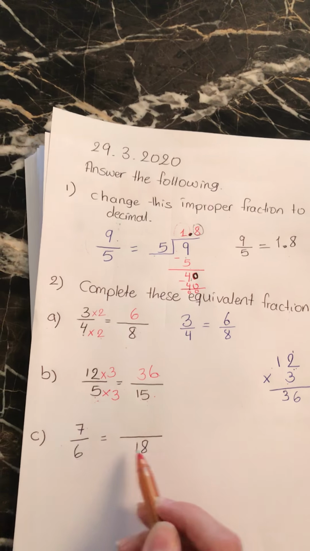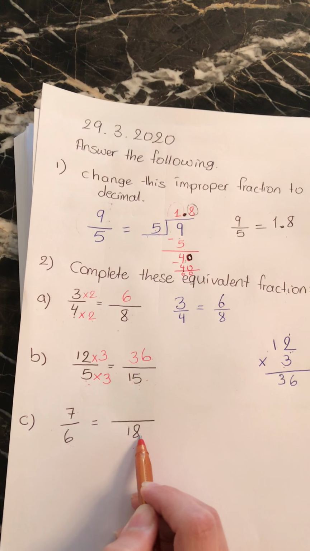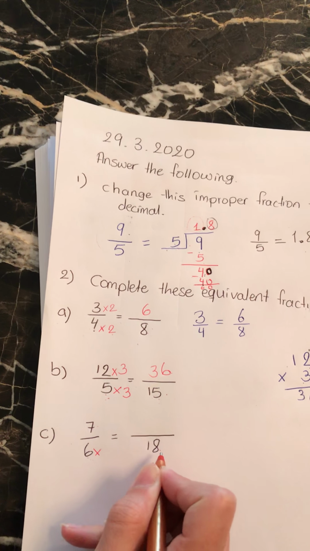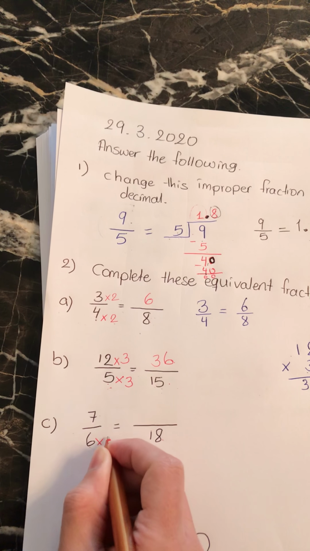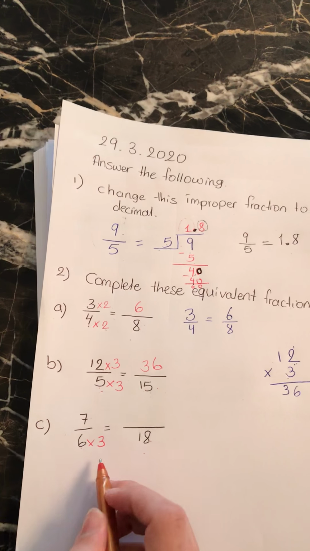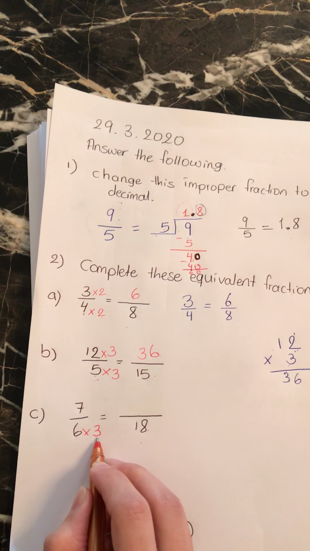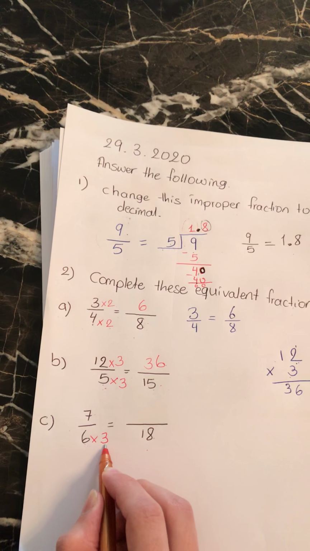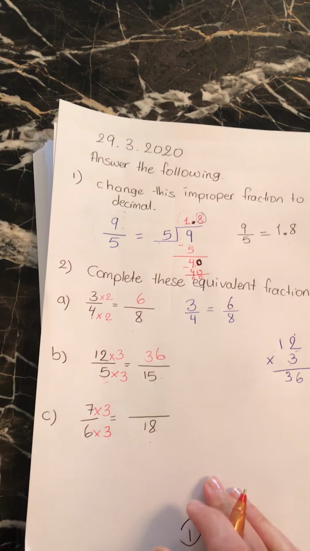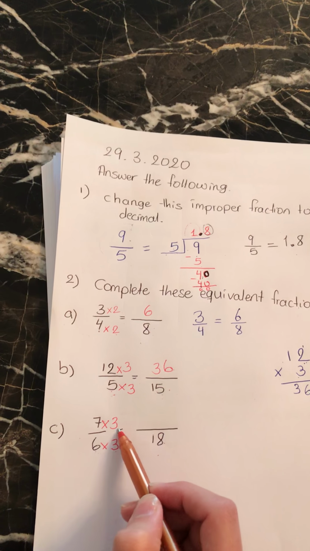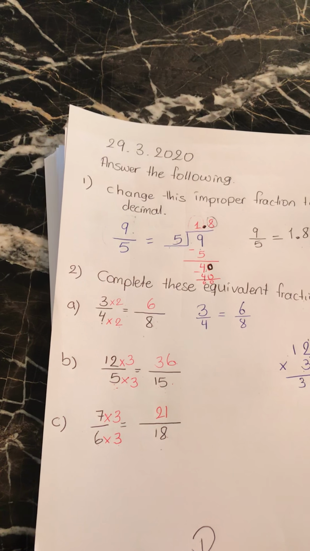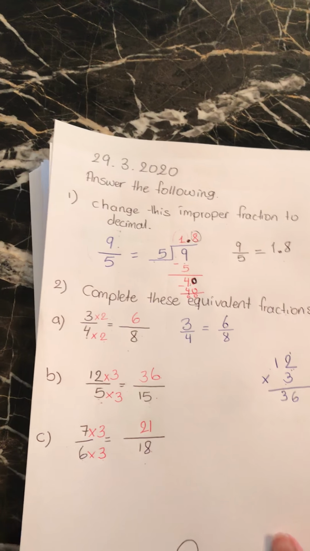I have 6 and it's changed to 18. 6 times which number is 18? 6 times 3. Because I multiplied the denominator by 3, I have to multiply the numerator also by 3. 7 times 3 is 21. Okay.